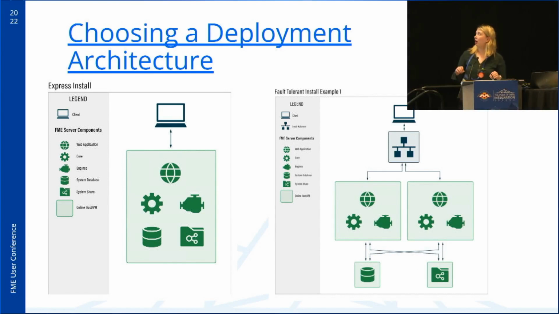Next, we have choosing a deployment architecture. Typically we see people start off with an express install, which works for most people. But as you grow FME Server within your organization, you might want to branch out into the other deployment architecture options. We have a link here on the slides, which you can go to afterwards, and it explains the pros and cons of different deployment architectures. Unfortunately, we don't have enough time to cover them in this talk, but it is something you may want to take a look at if you're running out of resources on your FME Server machine.